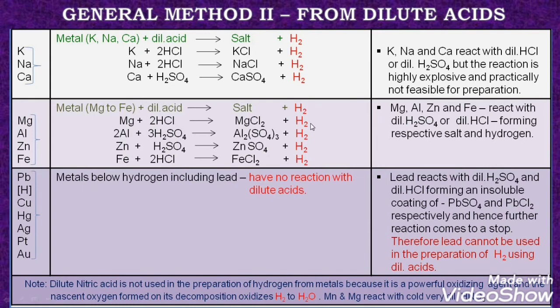So this nascent oxygen will convert hydrogen into water. Now when it oxidizes hydrogen or converts hydrogen to water, the purpose of our experiment is not fulfilled. We are preparing hydrogen, but instead of hydrogen we get water. So how can we use dilute nitric acid as one of the laboratory methods of preparation of hydrogen? So keep this in mind. This is a reasoning question, most likely asked.